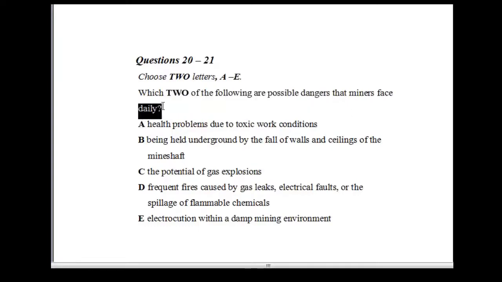Daily is important. Do not underestimate words like that. Daily is important because the text may refer to a danger that can occur a certain period of time only, or once a year, or only during the winter, or only during the summer, etc., whatever. So be careful when expressions of time are used in every text. Now we want to search for possible dangers that can happen daily, okay?